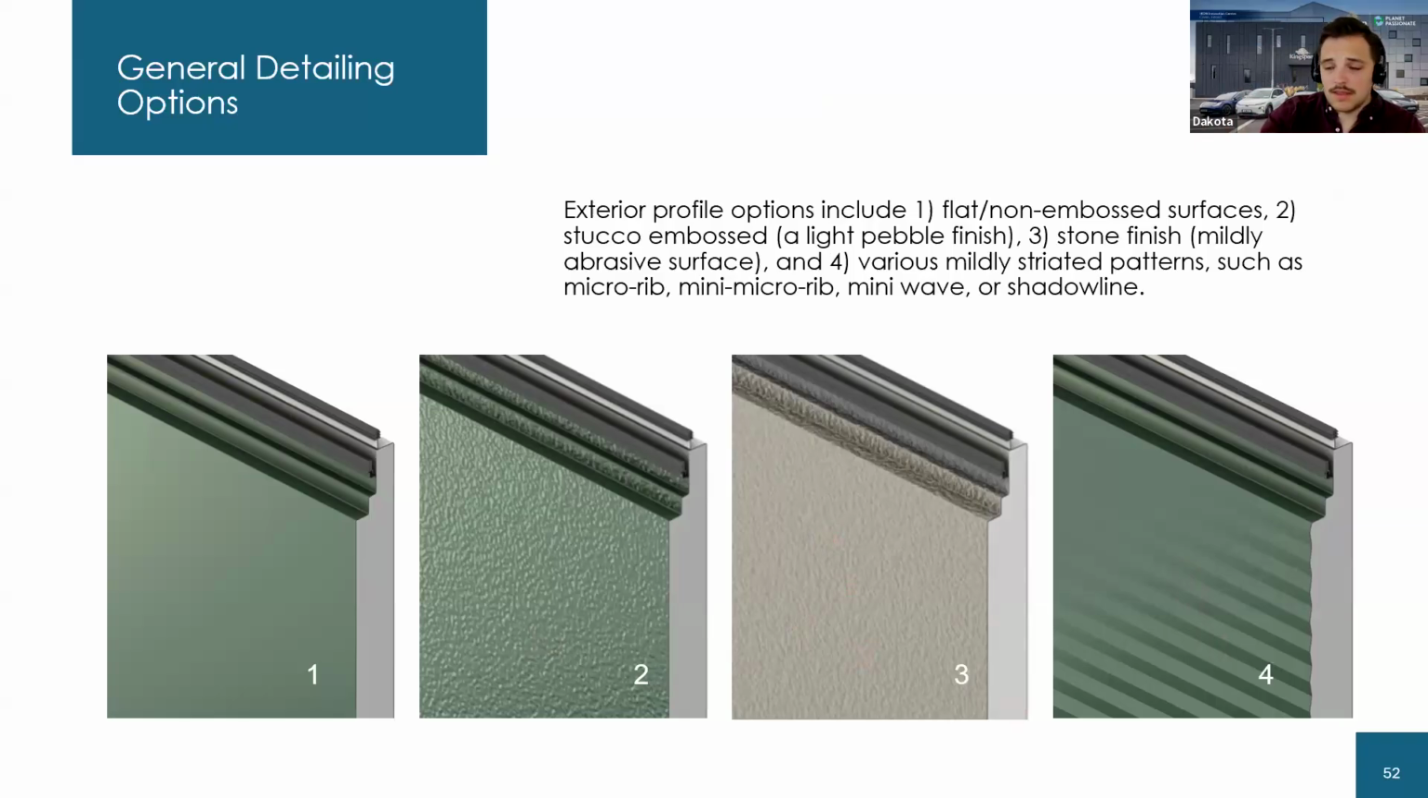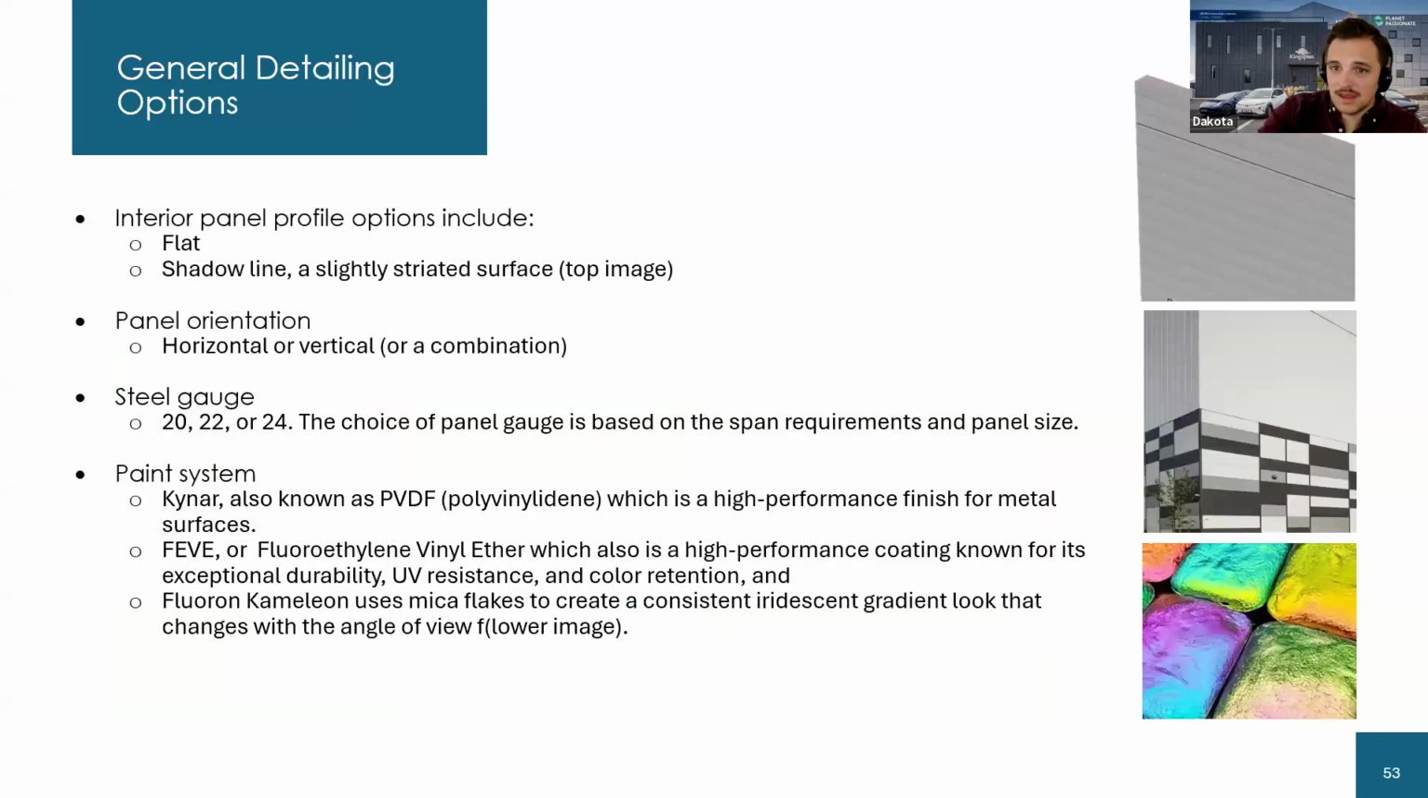But just know that these are things that are going to be asked of you when you are specifying IMPs. What kind of finish, what kind of profile do you want? Do you want a true flat that's going to be susceptible to that heat gain, or do you want something a little bit more textured, a little bit more ribbed, something that's going to offer a little bit of shadow and dynamics toward the end of the day as shadows are cast onto that building?